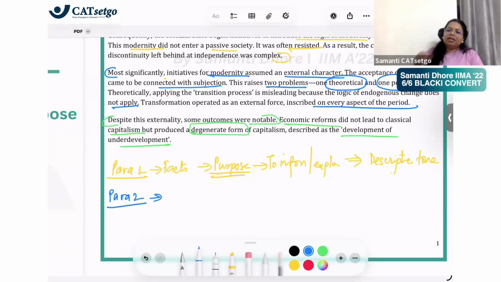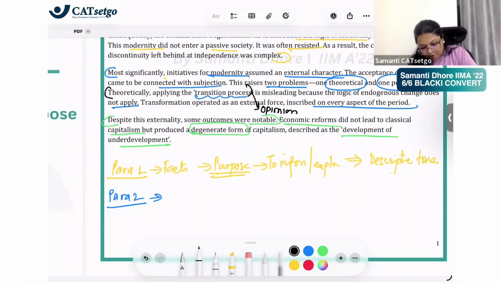Most significantly, initiatives assumed external character. It was considered as subjection, which led to two problems, theoretical and political. So what are we doing here? This transition process is misleading. When you say the transition process was misleading, see, analysis is when positives and negatives both are told. There are no positives told. Only negative is told. First, you have to start understanding that from here, the author is giving opinions.